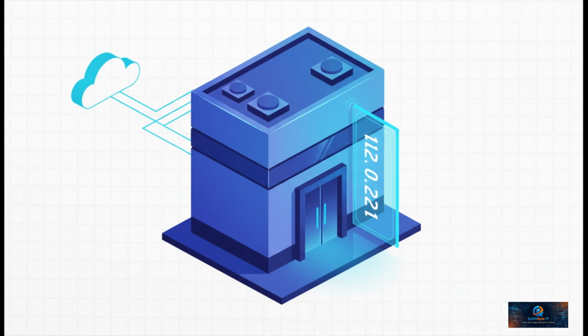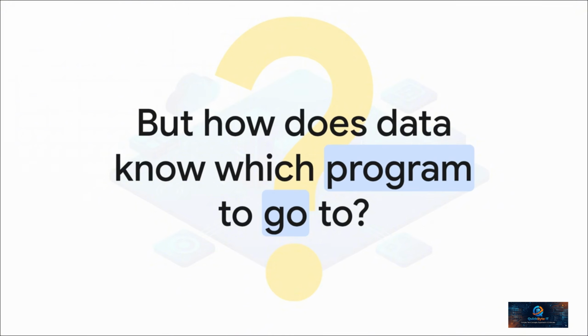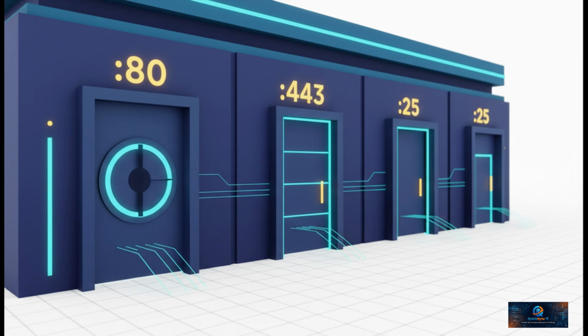And like any building, it has one public street address. That's its IP address. Every bit of data you ask for online gets delivered right to that single address. But wait, how does an email know to go to your email app and not, say, your web browser? This is the secret sauce.